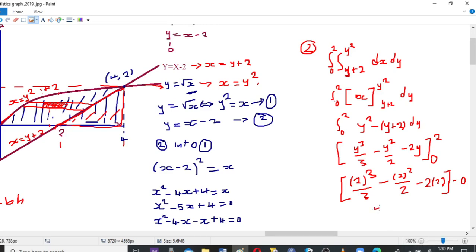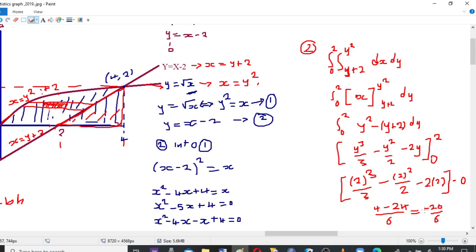You can do that at this stage. When you do that, you are going to get 4 minus 24 over 6, which is going to give you negative 20 over 6.